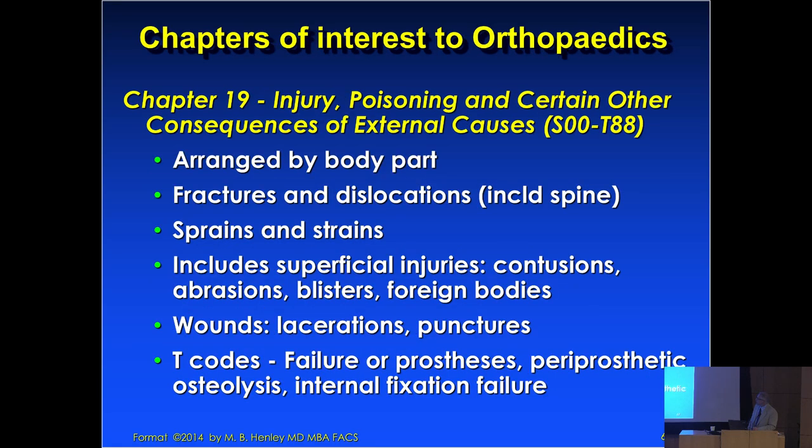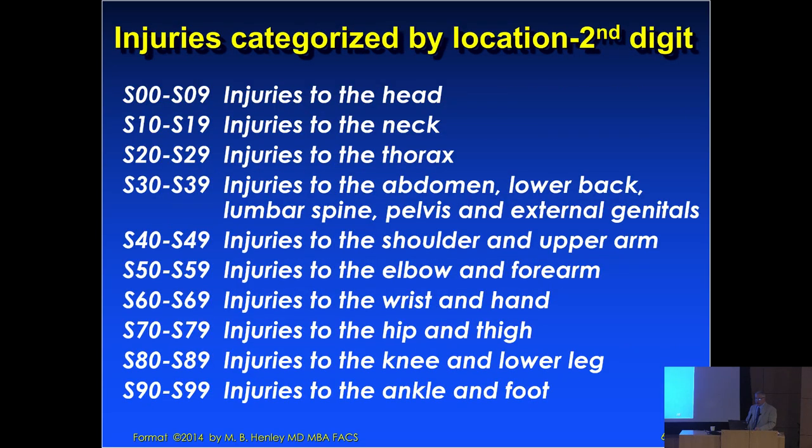Chapter 19 is the workhorse for the musculoskeletal traumatologist. Again, it's ordered by body part. All fractures and dislocations are here, including the spine, as are sprains and strains, superficial injuries, contusions, lacerations, blisters, foreign bodies, as well as T-codes for failure of prostheses, periprosthetic osteolysis, and failure of fixation, for example. Now, if you look at chapter 19, it's the S chapter for the most part.